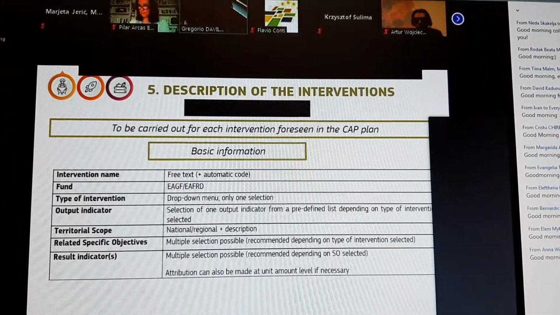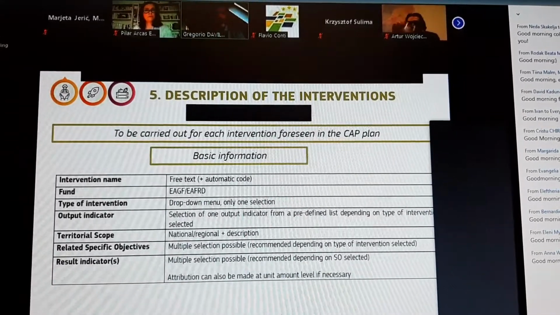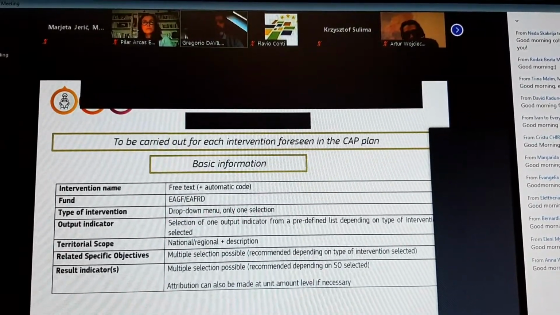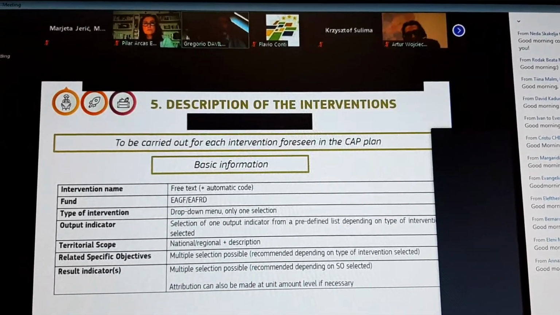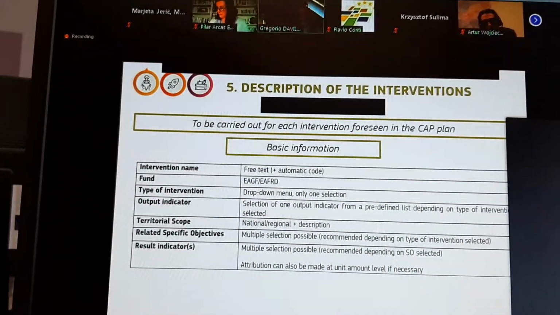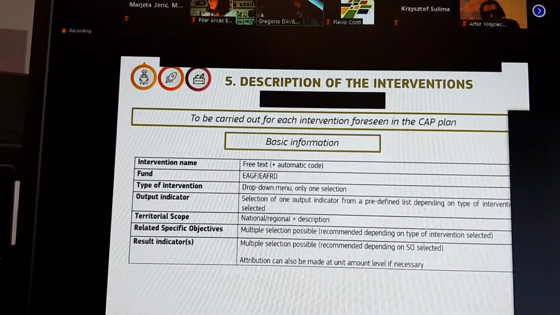So we facilitate a little bit the introduction of data, and you will select only one, and this is very important because this will also facilitate afterwards the tracing of this intervention and the type of input that we will require from you depending on the output indicator that you have selected.